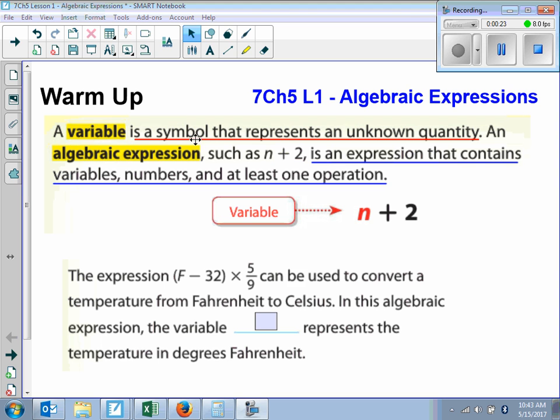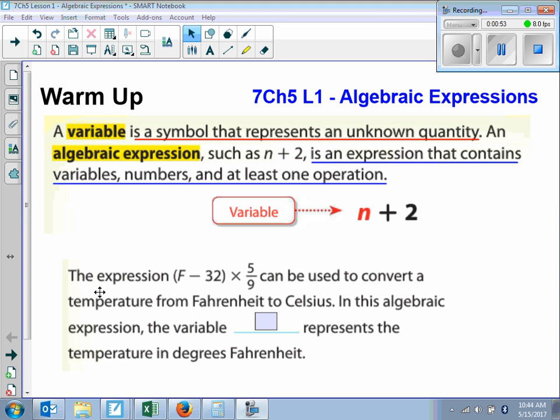So, we've talked about variables representing unknown quantities before, right? And also, we've talked about algebraic expressions. Now you have a definition for it. So the n plus 2, that is an algebraic expression. Another example of an algebraic expression would be like 5x. 3x plus 2 over y. Those are algebraic expressions, okay?